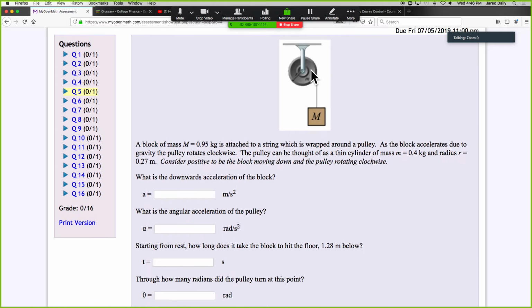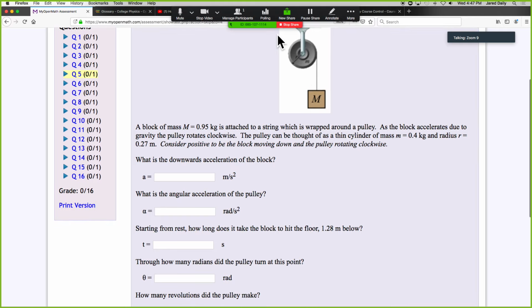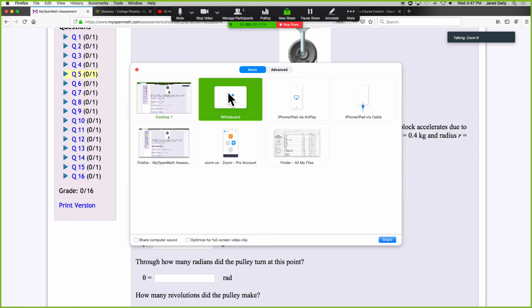You could think of it as a rotational acceleration, where the pulley has a moment of inertia I and an angular acceleration alpha that is going to be related to the linear acceleration of the string or of the block. So this one you have two different things, and this is how I would recommend you think about this.